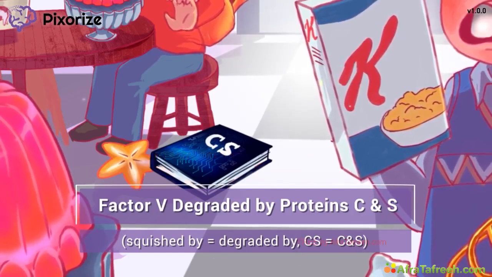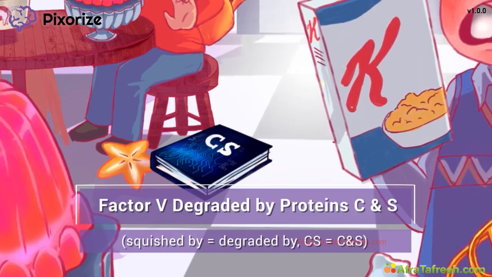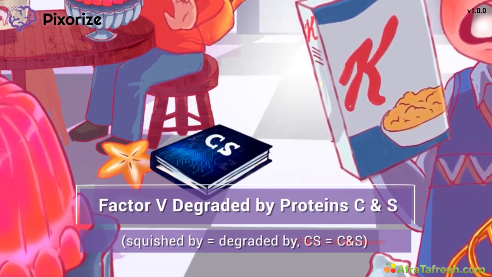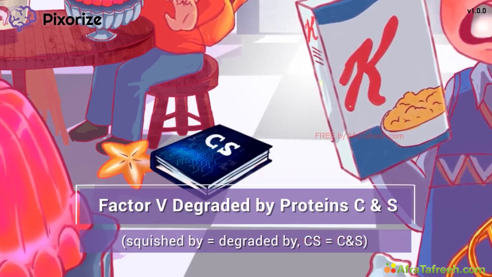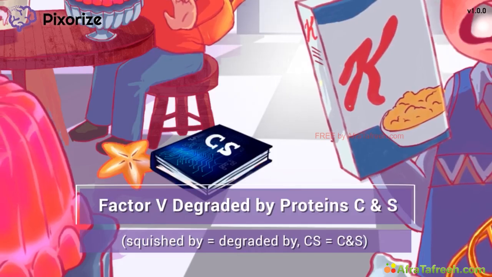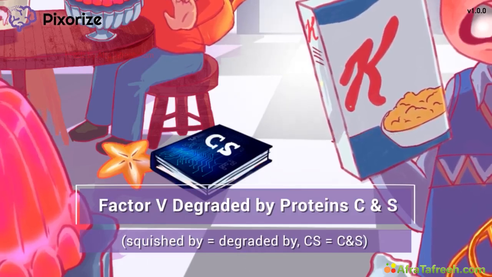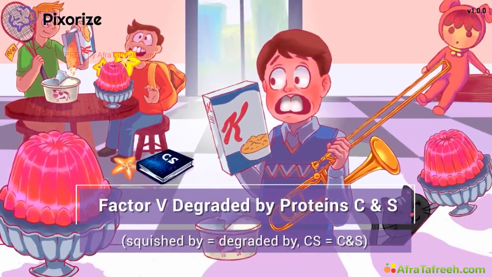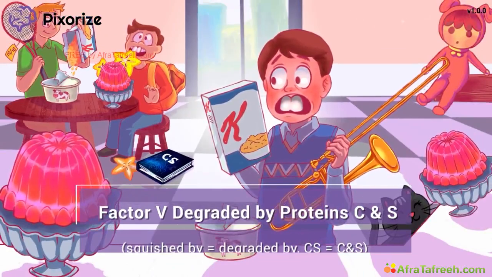Protein C and S are both anticoagulation proteins that work to break down blood clots. One of the ways they do this is by degrading factor V in your body. Some people have a disorder known as factor V Leiden, where this factor V is resistant to breakdown by protein C and S. These people have a tendency to form a ton of blood clots, but that's a topic for another video.